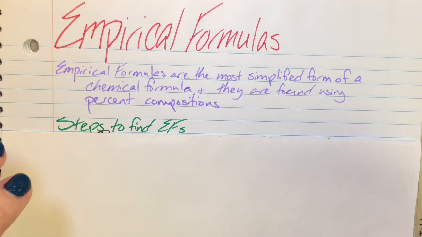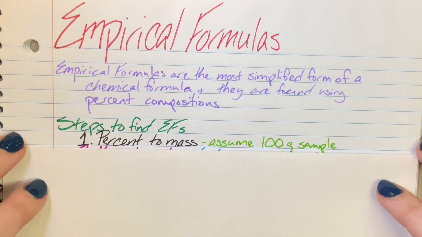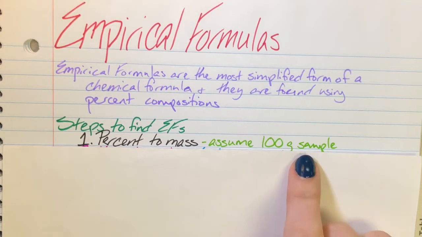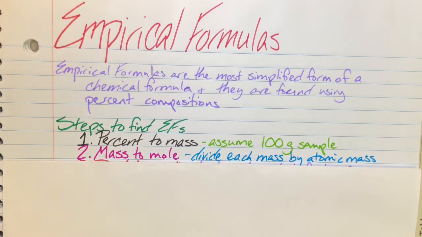So we have some steps to find the empirical formula. My very first step is going to be converting my percent to mass. My steps I kind of state almost in a little bit of a rhyme, and that way it's a little bit easier to remember. So I have percent to mass, and I'm going to be assuming a 100 gram sample. Then I will do mass to mole.